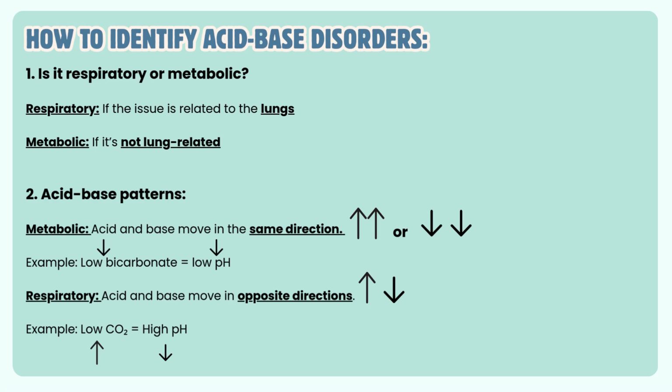In respiratory disorders, acid and base move in opposite directions. Example, if carbon dioxide is low, pH will be high. You'll see the arrows point in opposite directions.